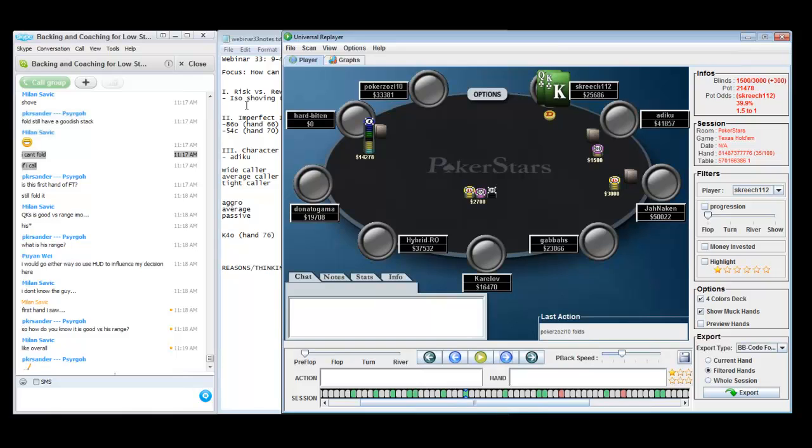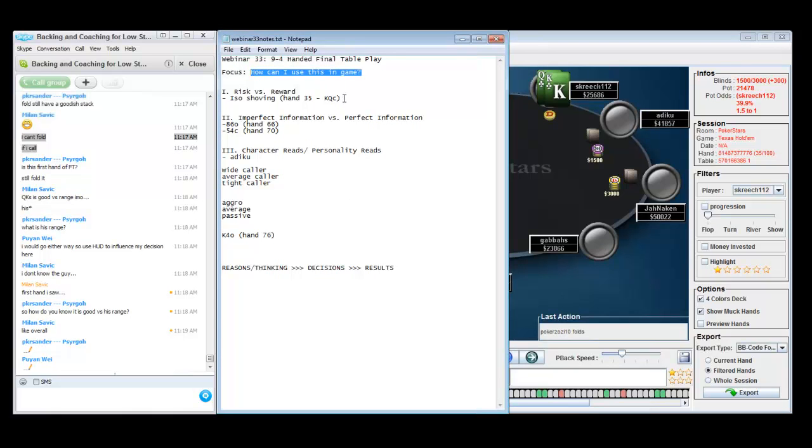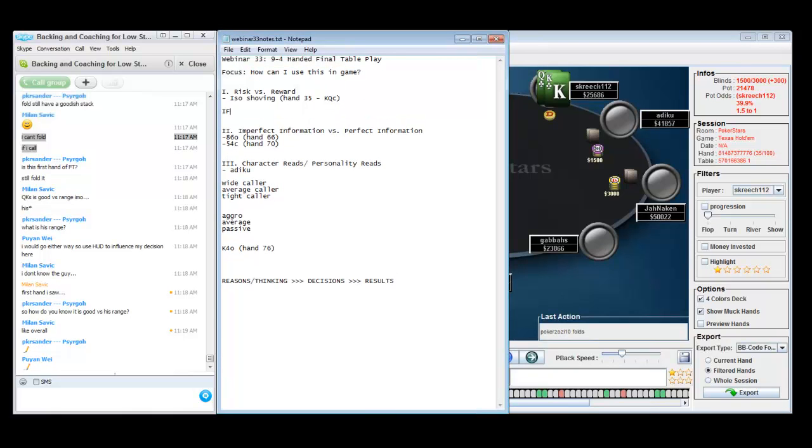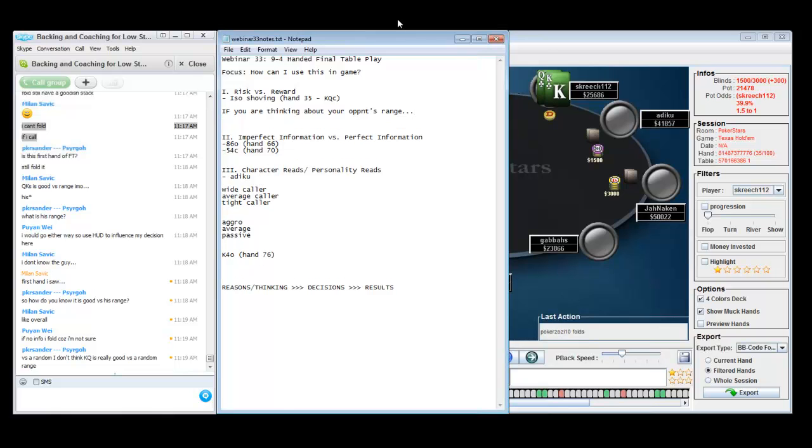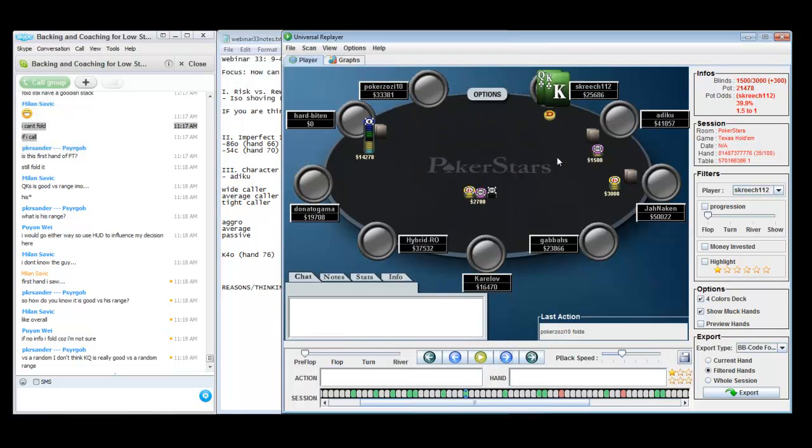Okay, let's focus on how you can use this in game. First off, if you are thinking about your opponent's range, how should you think about it? So you're saying, I'm ahead of his range. What's his range? Everybody write in what you think this guy's range is.